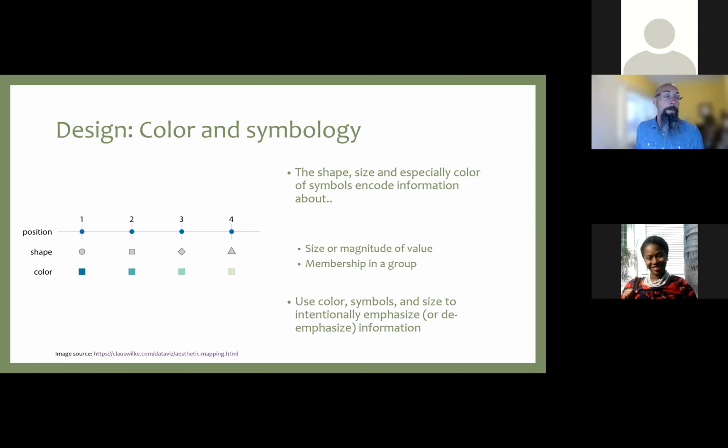So design. For thinking about designing a visualization, we have a lot of tools at hand, and color and symbology are incredibly important. So we can use the shape and size, and especially the color, to encode all kinds of information about the magnitude of a value, the membership in a group, the relationship between things. So color and symbols need to be selected very intentionally. We want them to achieve their goal, and their goal should be to tell the story and not to get in the way. All right, so don't choose lots of colors because they're pretty. Maybe what you need is a bunch of gray with the one data point highlighted, for example.